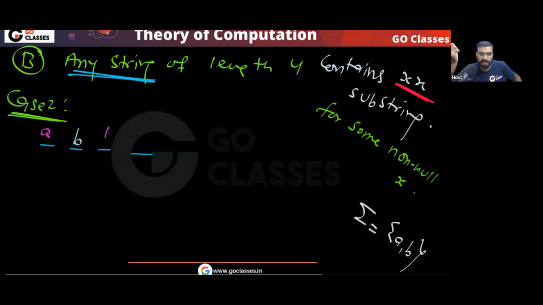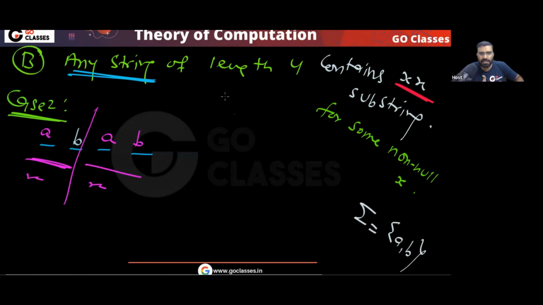So this will be A. Can I put B here? If I put B, I got XX. Okay, so I have to put A. Now, if I put A, I got XX. So I will have to put B. Now also I got XX. So whatever you do, again you got XX.